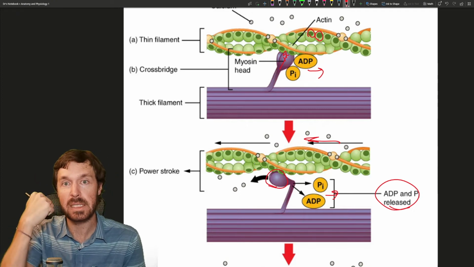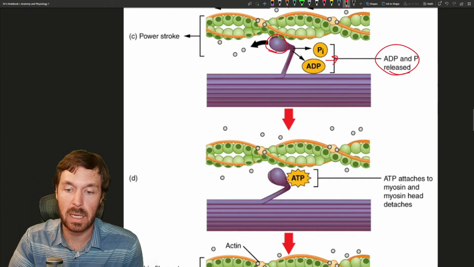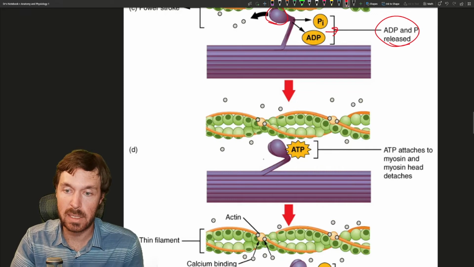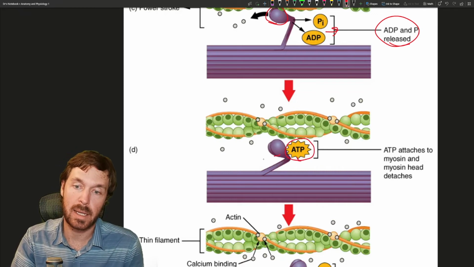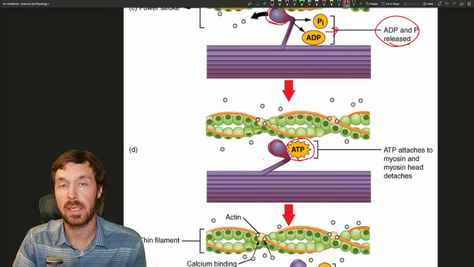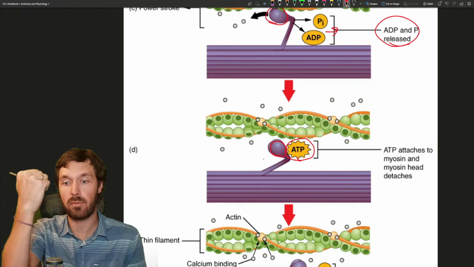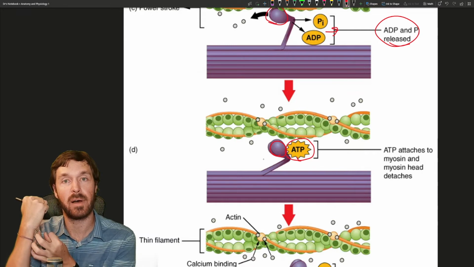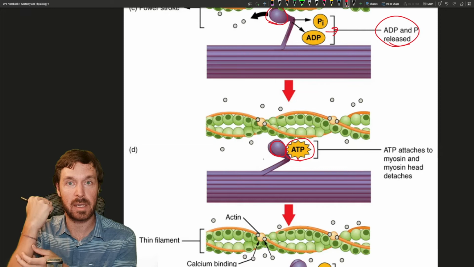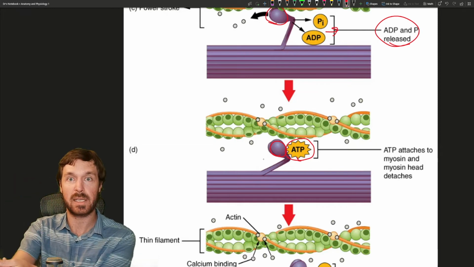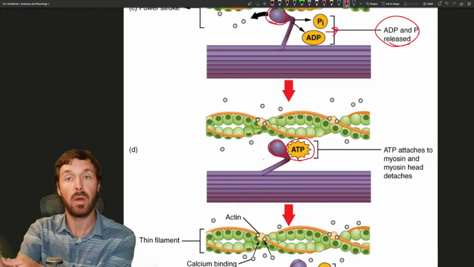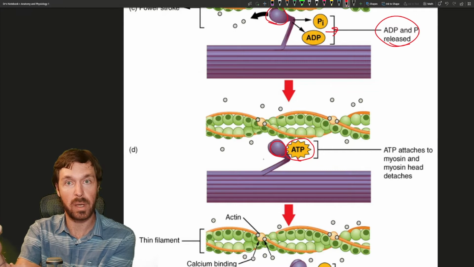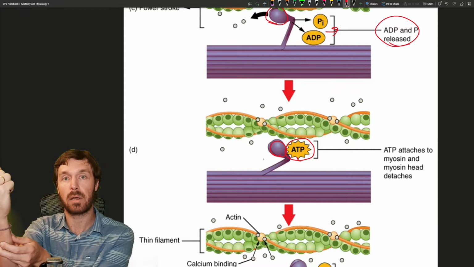In order to release it, we require ATP. And so here, this is where ATP comes in and attaches to the myosin head. When it attaches to that myosin head, it releases it. It then goes through hydrolysis where it splits off a phosphate. So it becomes ADP, adenosine diphosphate, and an inorganic phosphate, and it resets it into the cock position and it's ready to go.